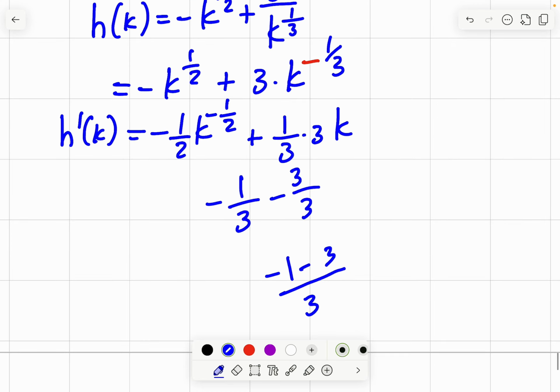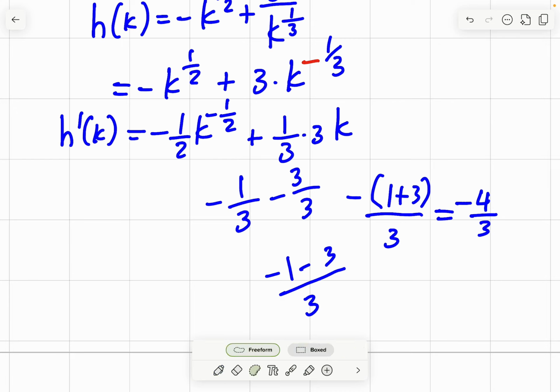So this thing is the same. I can remove a common factor of negative. I remain with 1 plus 3 divided by 3. It means it's simply negative 4 over 3. You see? That's how simple it is to do those things. So it's negative 4 over 3 there.